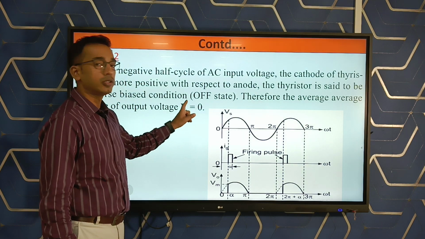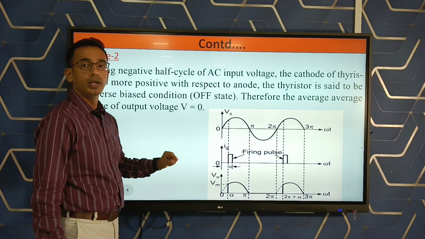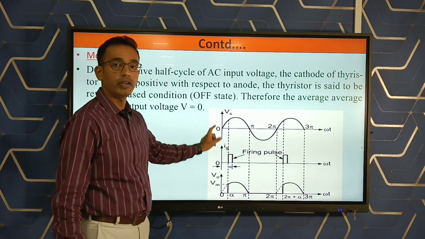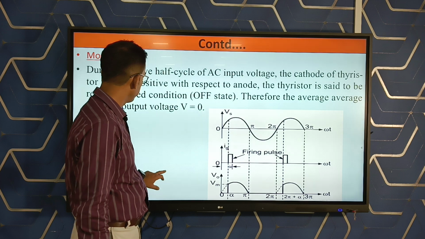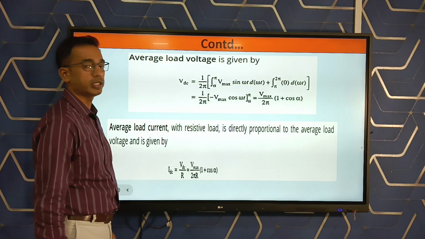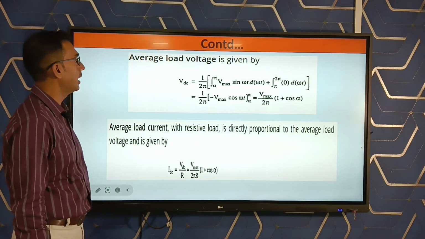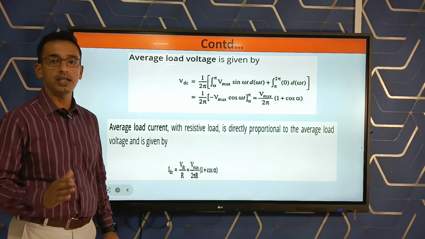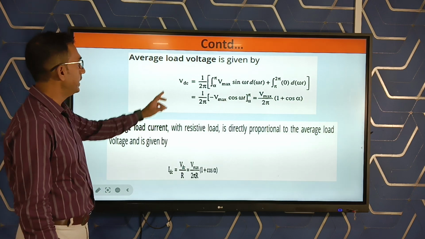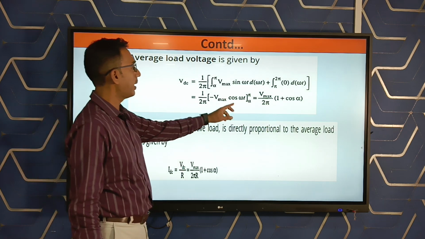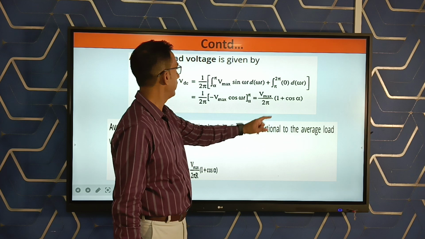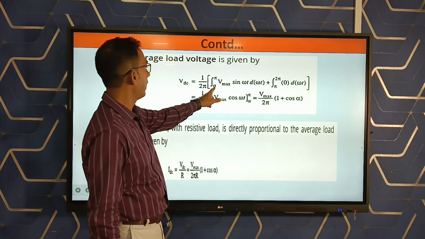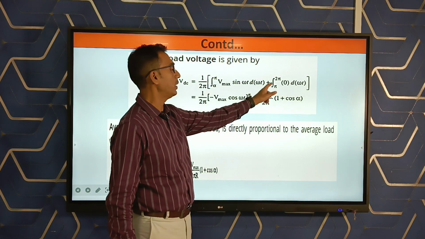That is the circuit operation I told you, and how to draw the waveform, that diagram, I explained. Now you see the output voltage. What is the output voltage formula? The DC voltage: VDC equals V maximum by 2 pi, times 1 plus cos alpha. That is from alpha to pi and from pi to 2 pi.